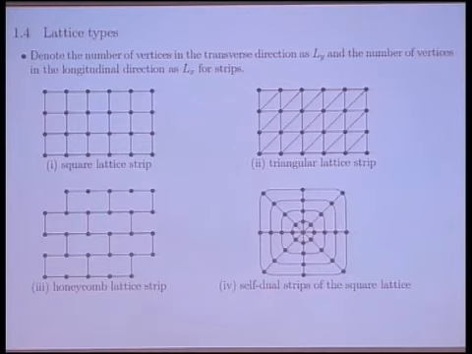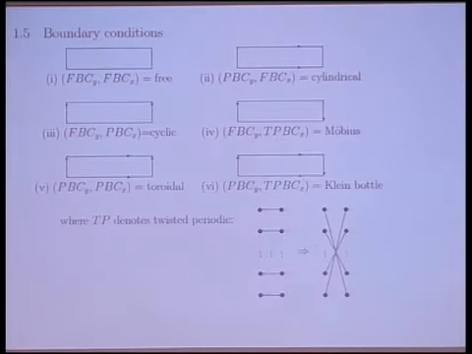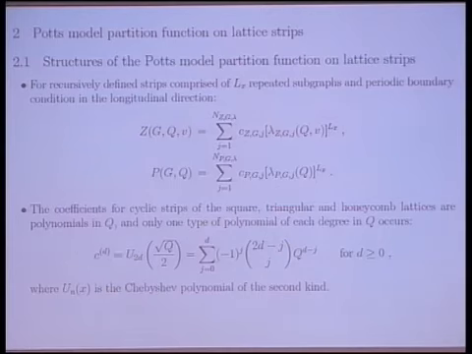Okay, so these are the lattice types we consider, and we have considered all sorts of boundary conditions: free, cylindrical, cyclic, Mobius, toroidal, and Klein bottle. And because we take Lx to infinity and keep Ly fixed, cylindrical is a little bit different from the cyclic boundary condition. Okay, and here is the result.